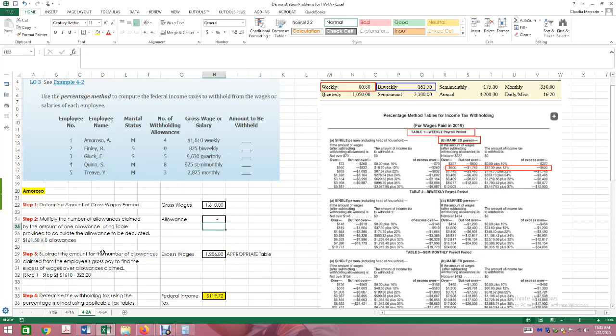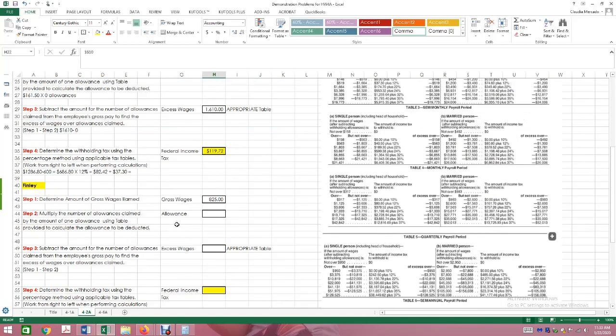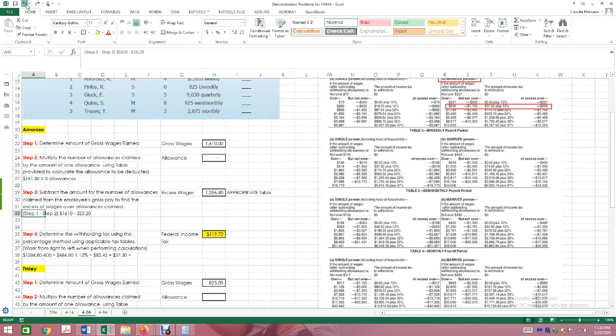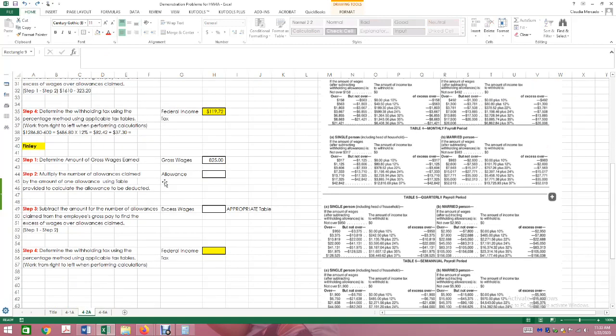Okay? Step number 3, we're going to deduct step 2 from step 1. Okay? So it'll be 1610 minus 0. That will give you 1610. Okay? I'm sorry, what am I doing here? I'm calculating Amoroso again. I'm sorry. You see, that's what I get confused. Okay, we are doing, let me reverse. I was entering in the wrong columns.